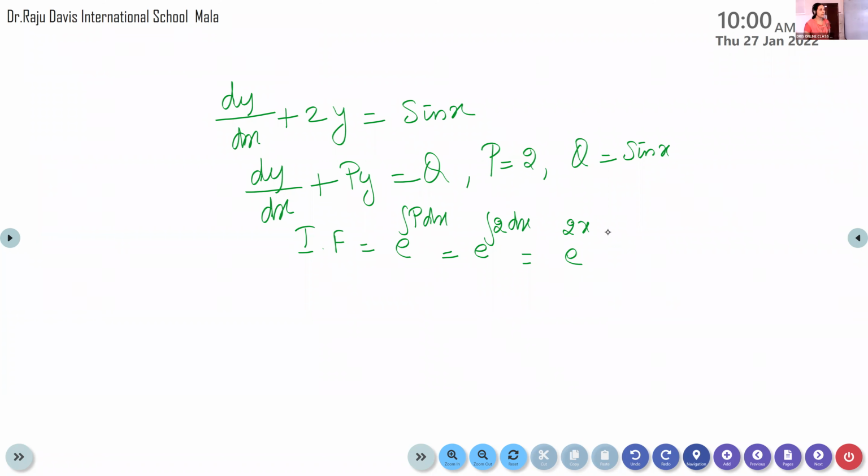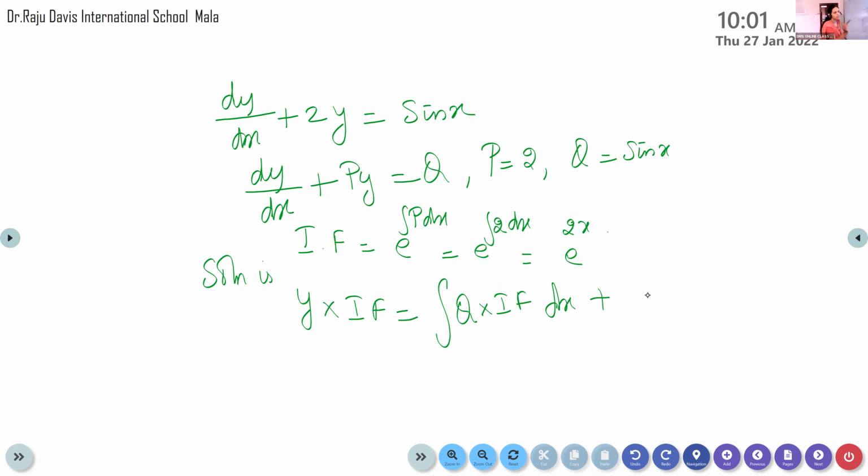Now we have to write the solution. What is the solution? Y into integrating factor is equal to integral of q into integrating factor into dx plus c. So y into e raised to 2x is equal to integral of e raised to 2x into sin x dx plus c.